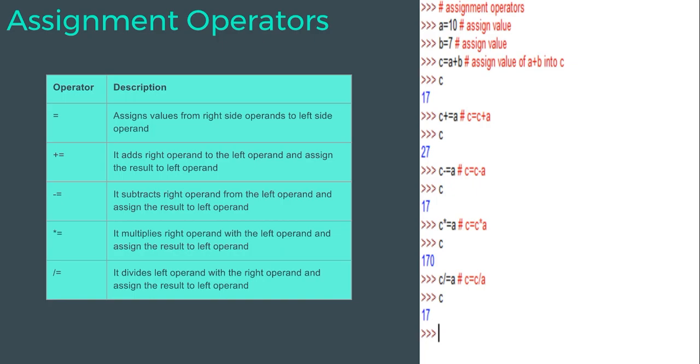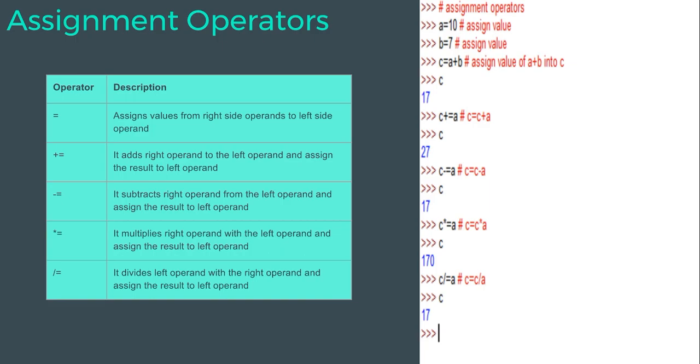The same way, c divided by a is equal to, means c is equal to c divided by a. Here what is the value of c? Here c is 170 and the value of a is 10. 170 divided by 10, the answer will be 17.